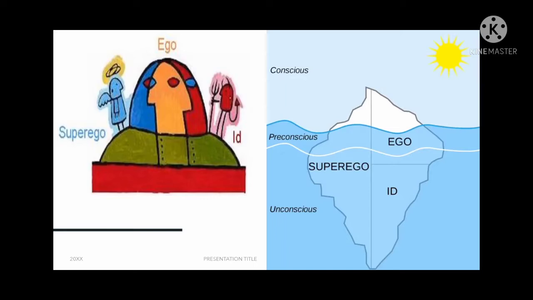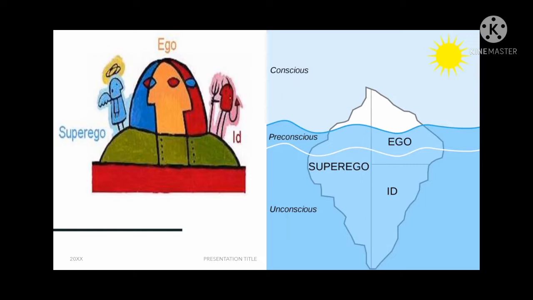To fully understand Freud's theory, on the left side is an example of an image of a person with an angel on one shoulder, representing the superego, and a devil on the other shoulder, representing the id. On the right picture is an illustration giving a metaphor of an iceberg.